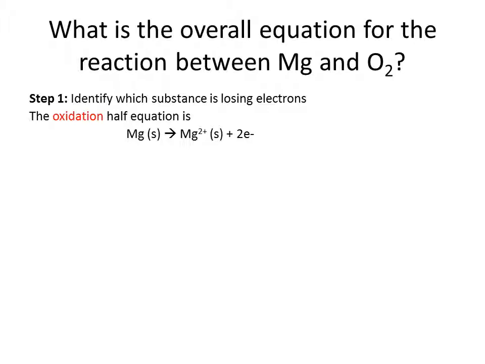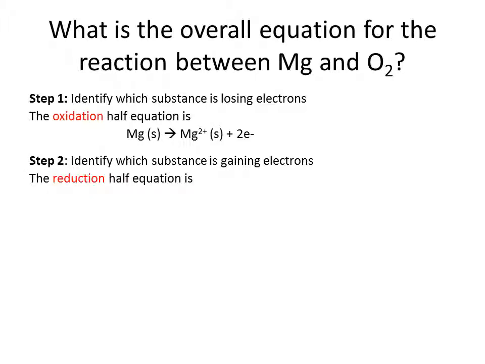Metals are often oxidized, and in this case the magnesium forms a magnesium 2 plus ion and 2 electrons. Therefore the oxygen must be the substance which is gaining electrons, and the half equation for the oxygen is oxygen as a molecule, O2, plus 4 electrons to give us the 2 oxide ions. Now if you look here you can see that the oxygen wants to get 4 electrons, but the magnesium has only got 2 to give away.